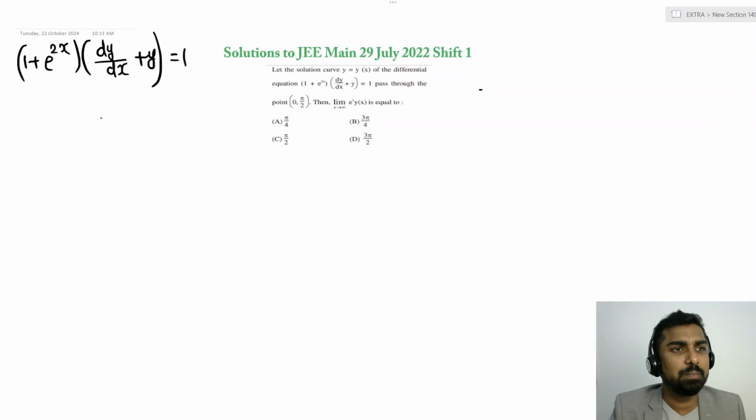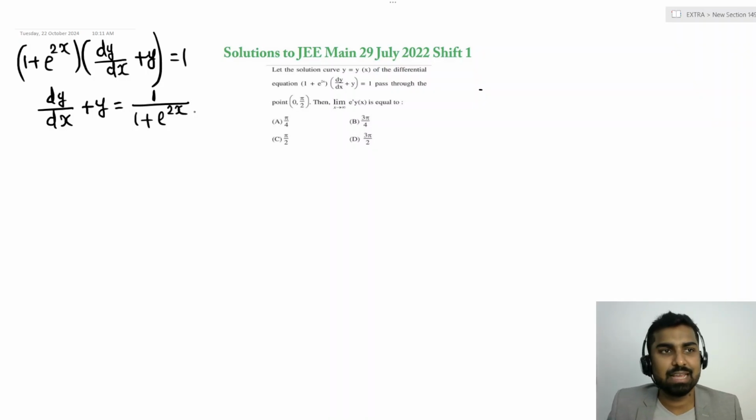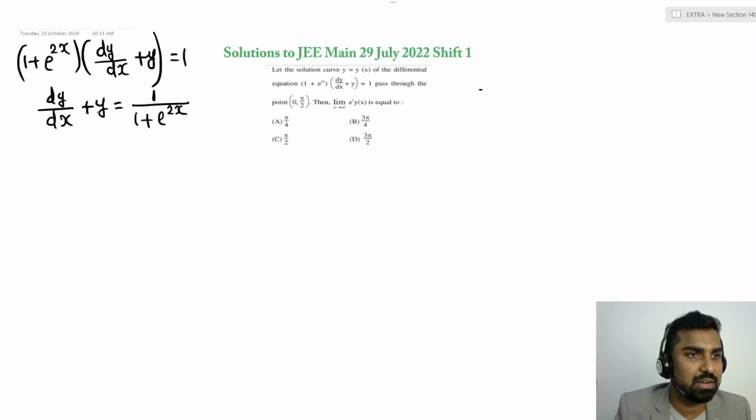Okay, so (1 plus e power 2x) into dy by dx plus y equal to 1, it is given. If you want to write this into standard form, how will I make it into standard form? So dy by dx plus y will be equal to 1 divided by 1 plus e power 2x.